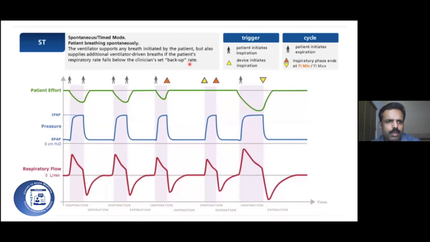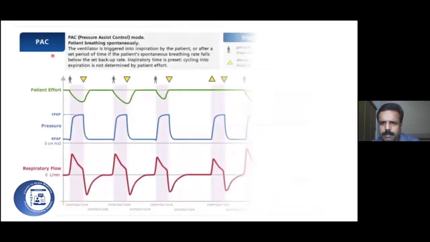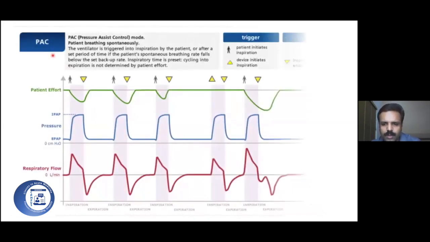Now we move on to the pressure assist control mode. This is what I've told. There's only a mild difference between the pressure assist control mode and the ST mode. This is not commonly seen in our routine machines. It is a little bit different from our ST mode. Here, what is the difference? Can you make out the difference?